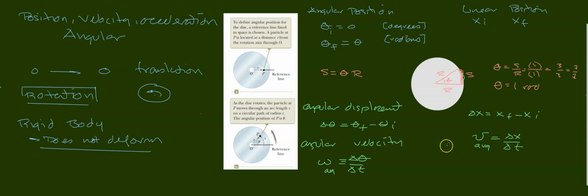We had the instantaneous, remember, which is dx over dt. Well, the instantaneous angular velocity is going to be the derivative of theta with respect to time. There you go. This is our angular quantity, and this is going to be our linear quantity. So the instantaneous is d theta over dt.